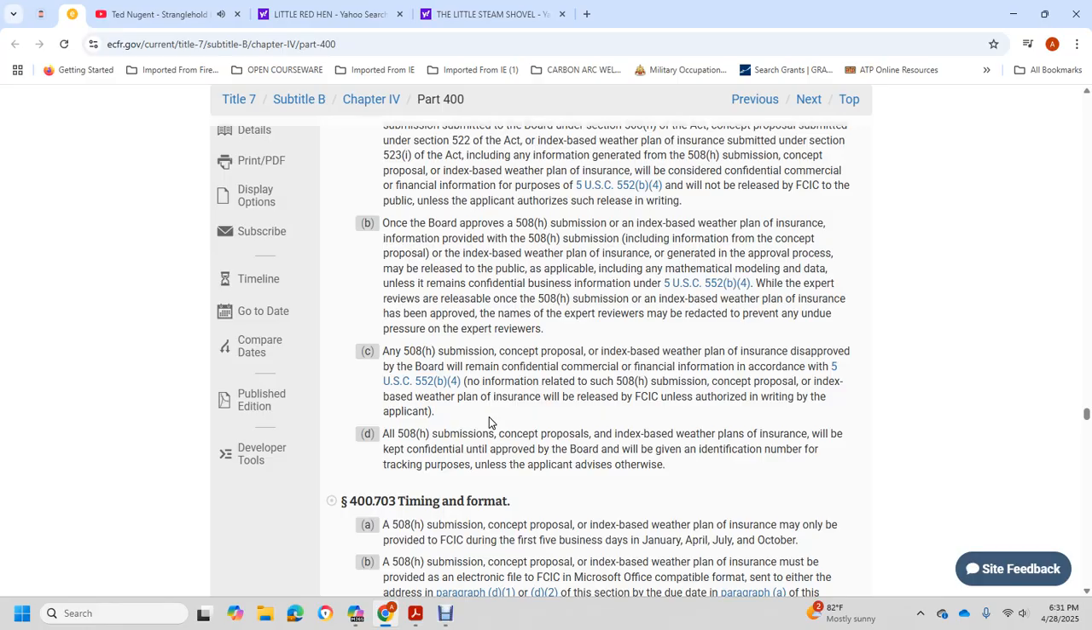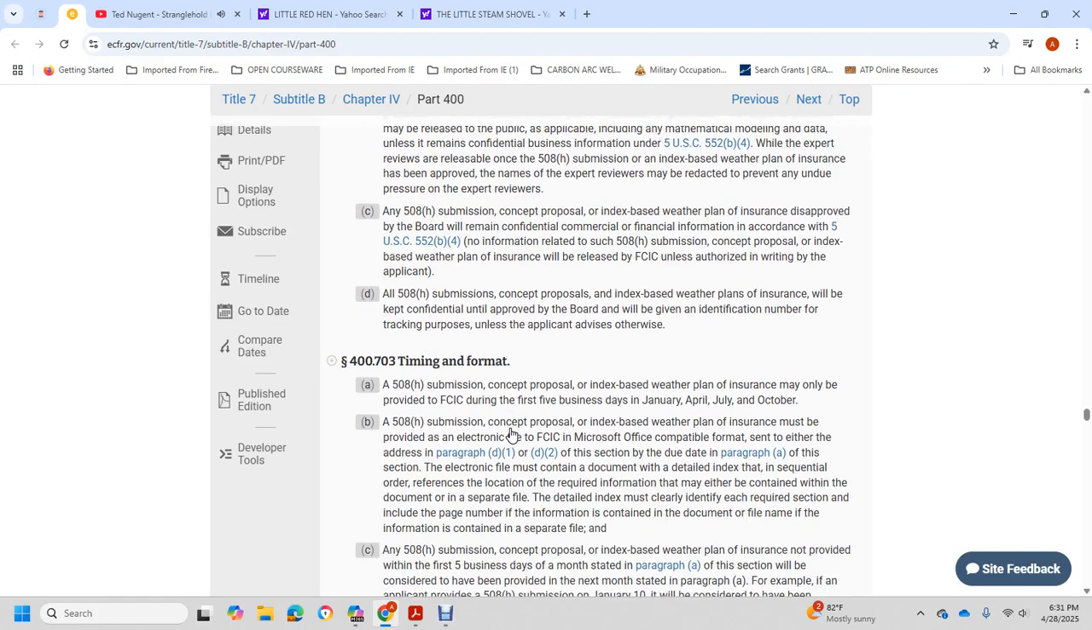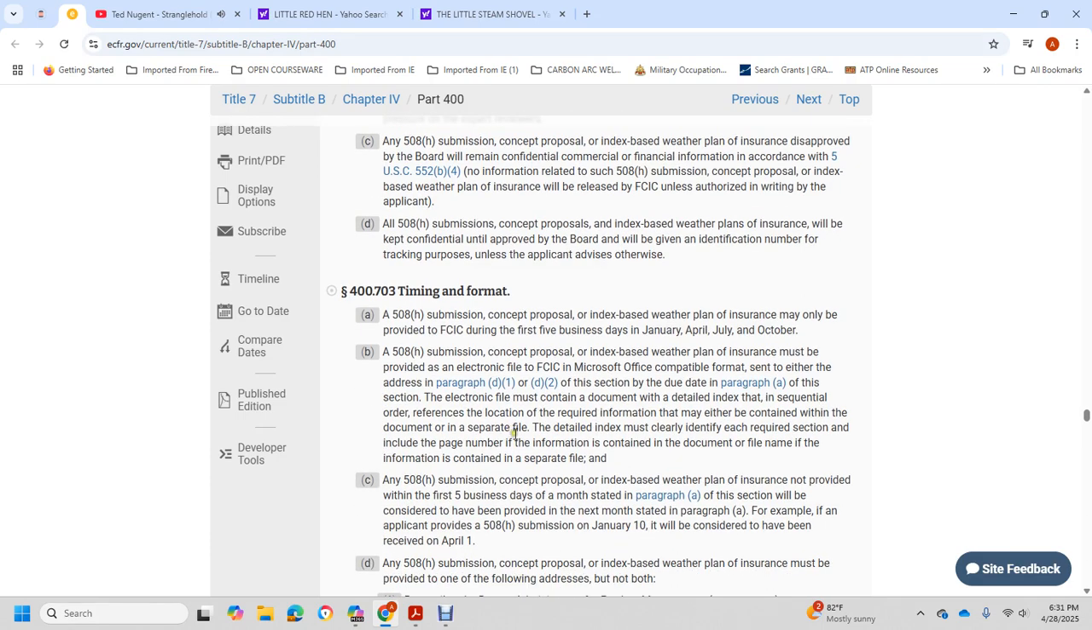508 submission for the concept of the proposal with the index base with weather plan insurance with the will be kept with the confidential until the approval of the board with the will be given identification of the number of the tracking purpose unless the applicant provides the otherwise 407.3 timing and format.